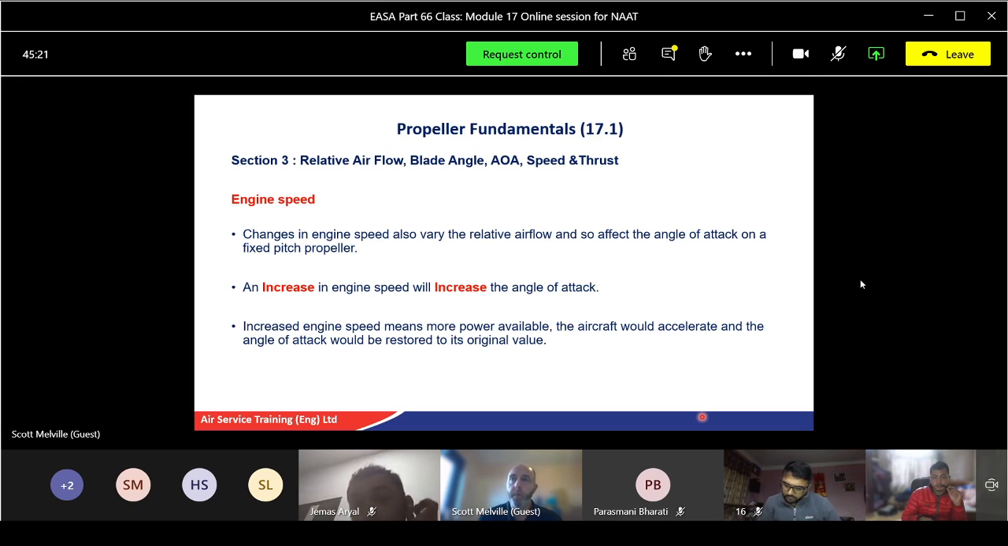So, to give you food for thought: what sort of angle of attack do you think would be used for takeoff? Do you think it would be a big angle of attack or quite a small angle of attack? It does vary, but generally, what do you think it would be? Small angle of attack or high angle of attack?